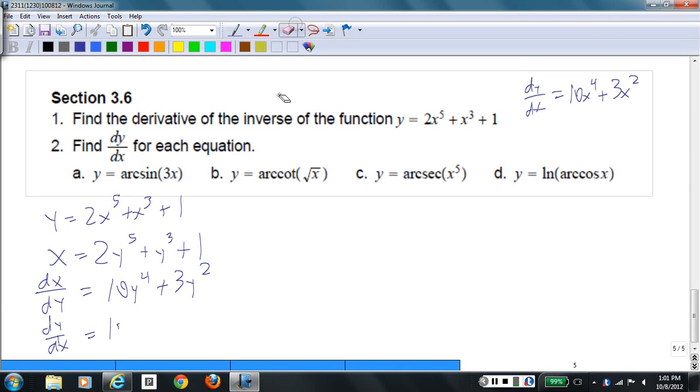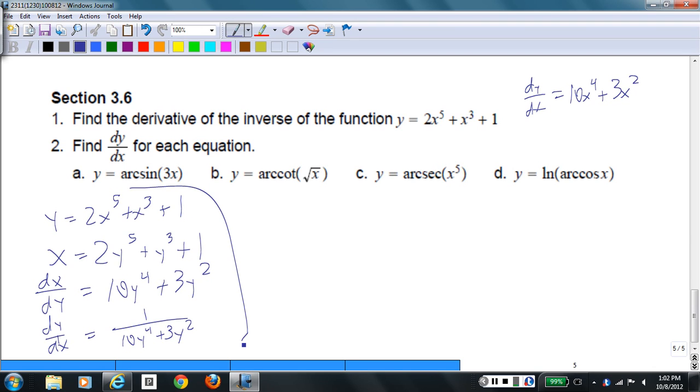1 over all that: 1 over 10y to the 4th plus 3y squared. The disappointing aspect of this, of course, is if you want to know the slope of the tangent line and all you know is x, you have some work to do because you have to figure out what the y coordinate of that point would be, and that could be a difficult task. Okay, so hopefully not too bad there.